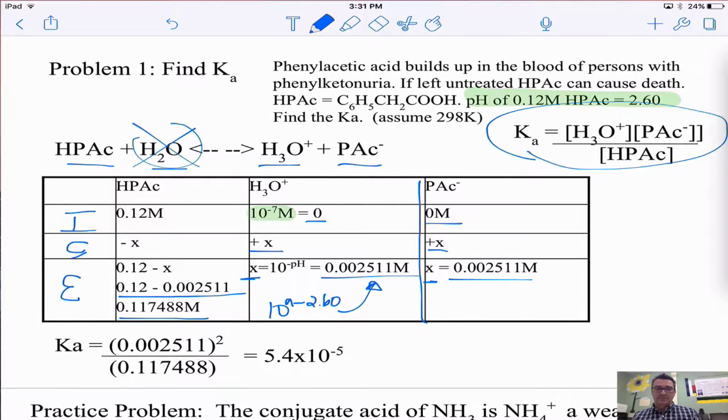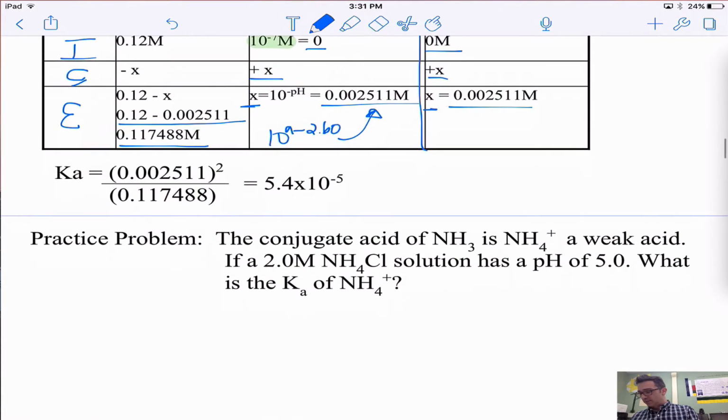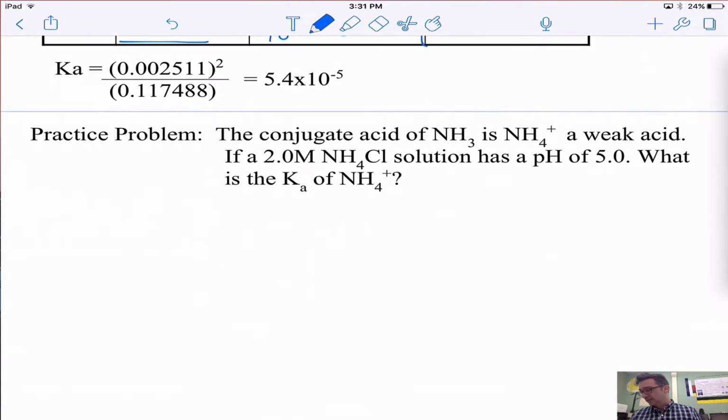So look, here's a practice problem for you. The conjugate acid of NH3 is NH4+, a weak acid. I give you the concentration of that weak acid, NH4+, tell you the pH, and ask you to find the Ka. So go ahead, give it a try. Remember the steps here: 1, set up an ICE table; 2, write out a reaction.